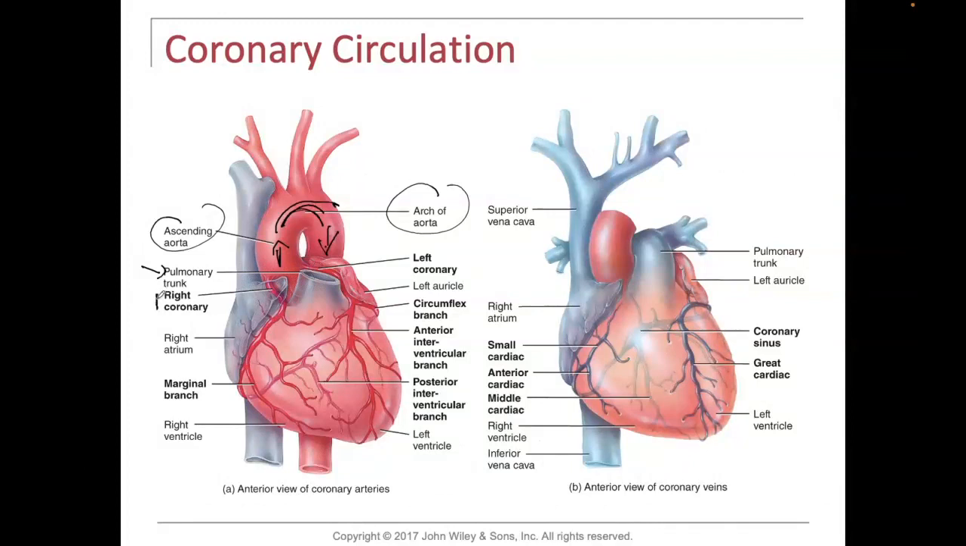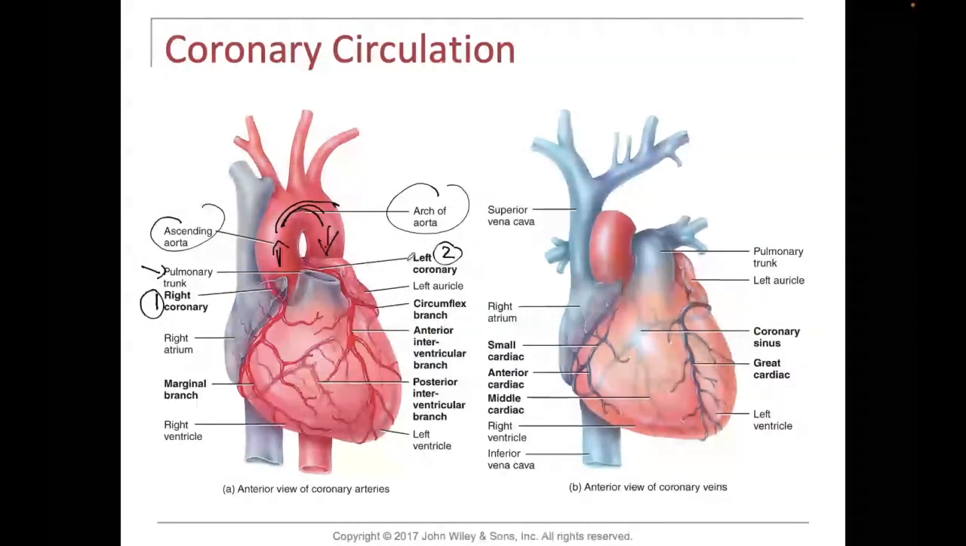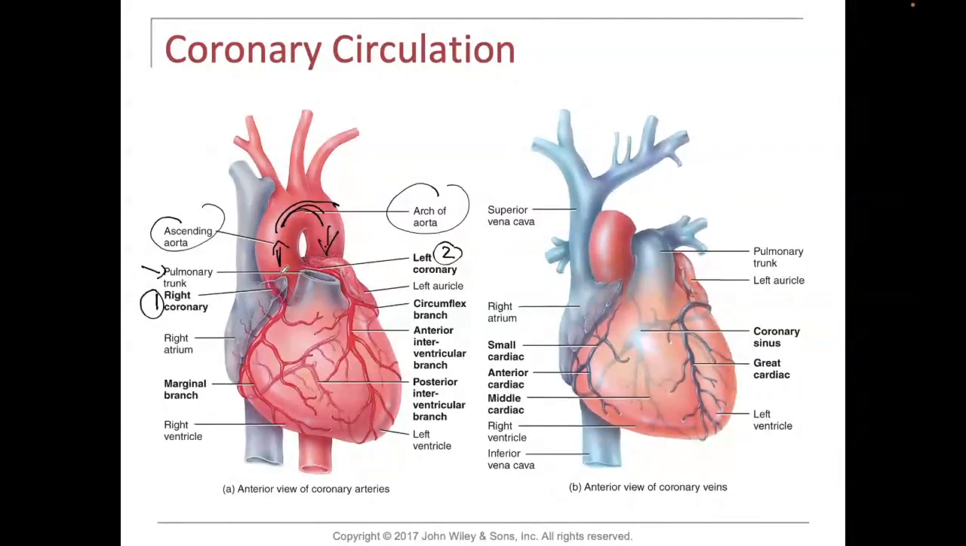We can see, number one, the right coronary artery. We can see, number two, the left coronary artery. So these are the two main branches off the aorta, and from those two are all the other branches that are going to come and feed the myocardium and feed the muscle of the heart.